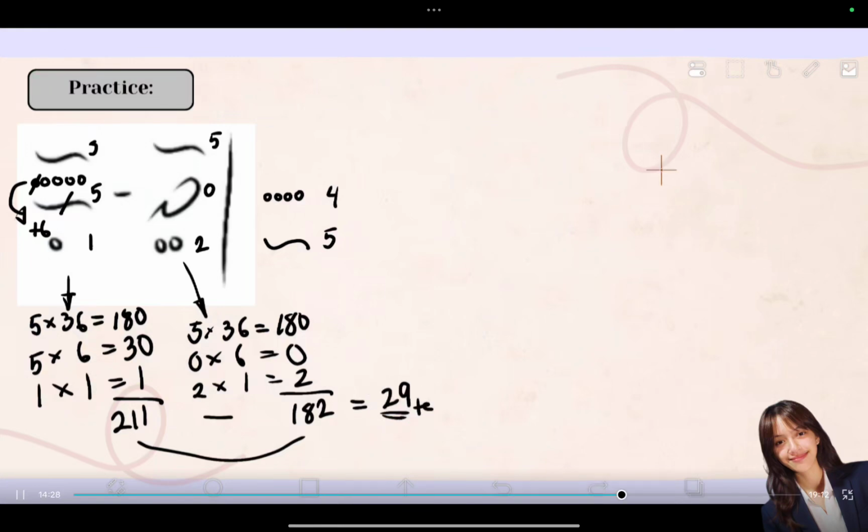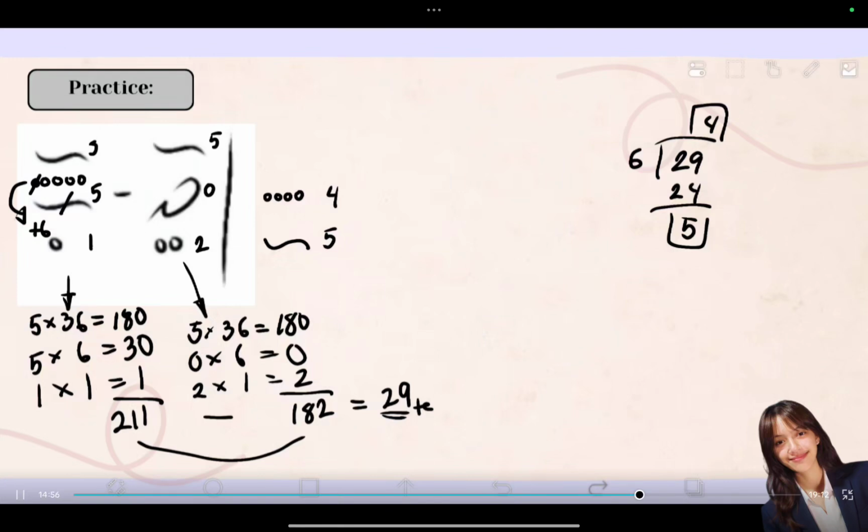Divide lang natin siya by 6. So, 29. Divisible ba siya ng 36? Hindi. So, papunta na tayo sa tens. Ano ba ang equivalent ng tens? 6. 29 divided by 6 is equals to 4. 4 times 6 is equals to 24. 29 minus 24 is equals to 5. And there you have it.